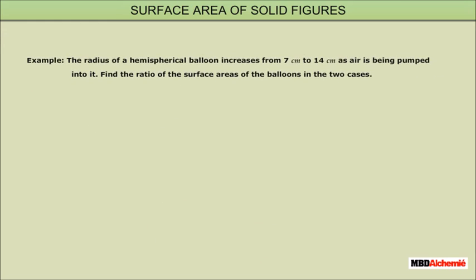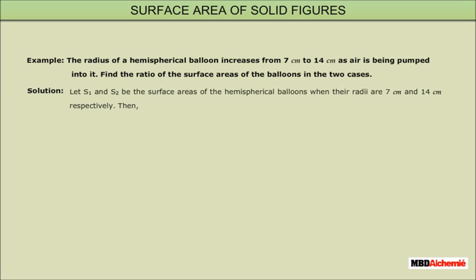For example, the radius of a hemispherical balloon increases from 7 cm to 14 cm as air is being pumped into it. Find the ratio of the surface areas of the balloons in the two cases. Solution. Let S1 and S2 be the surface areas of the hemispherical balloons when radii are 7 cm and 14 cm respectively. Then S1 is 3 times pi times 7 square and S2 is 3 times pi times 14 square. Then the ratio between S1 and S2 is 1:4.